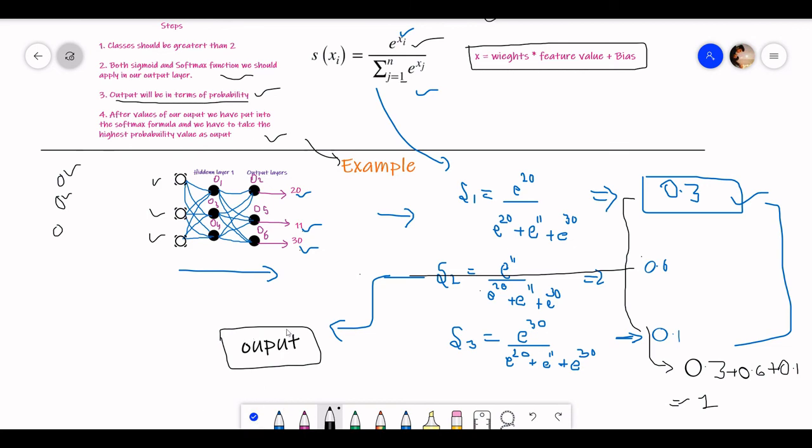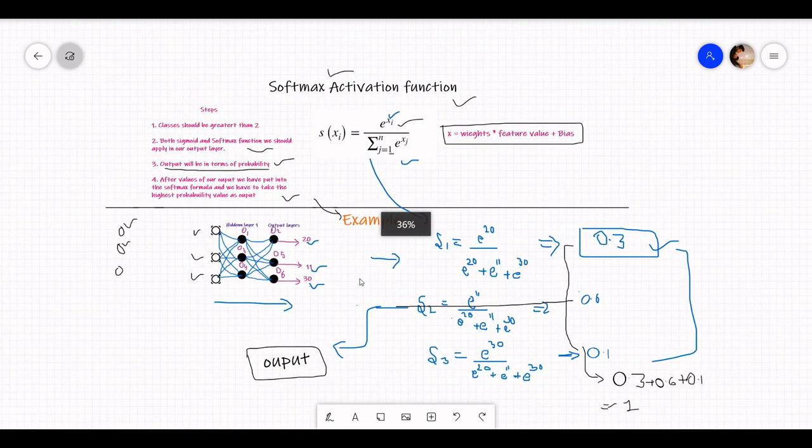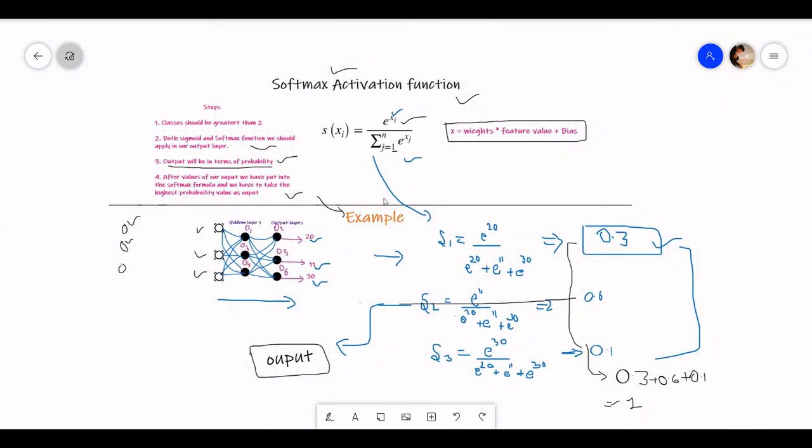So this is all about the softmax activation function. But remember, we have to use this activation function in classification whenever we have more than two outputs or classifiers.